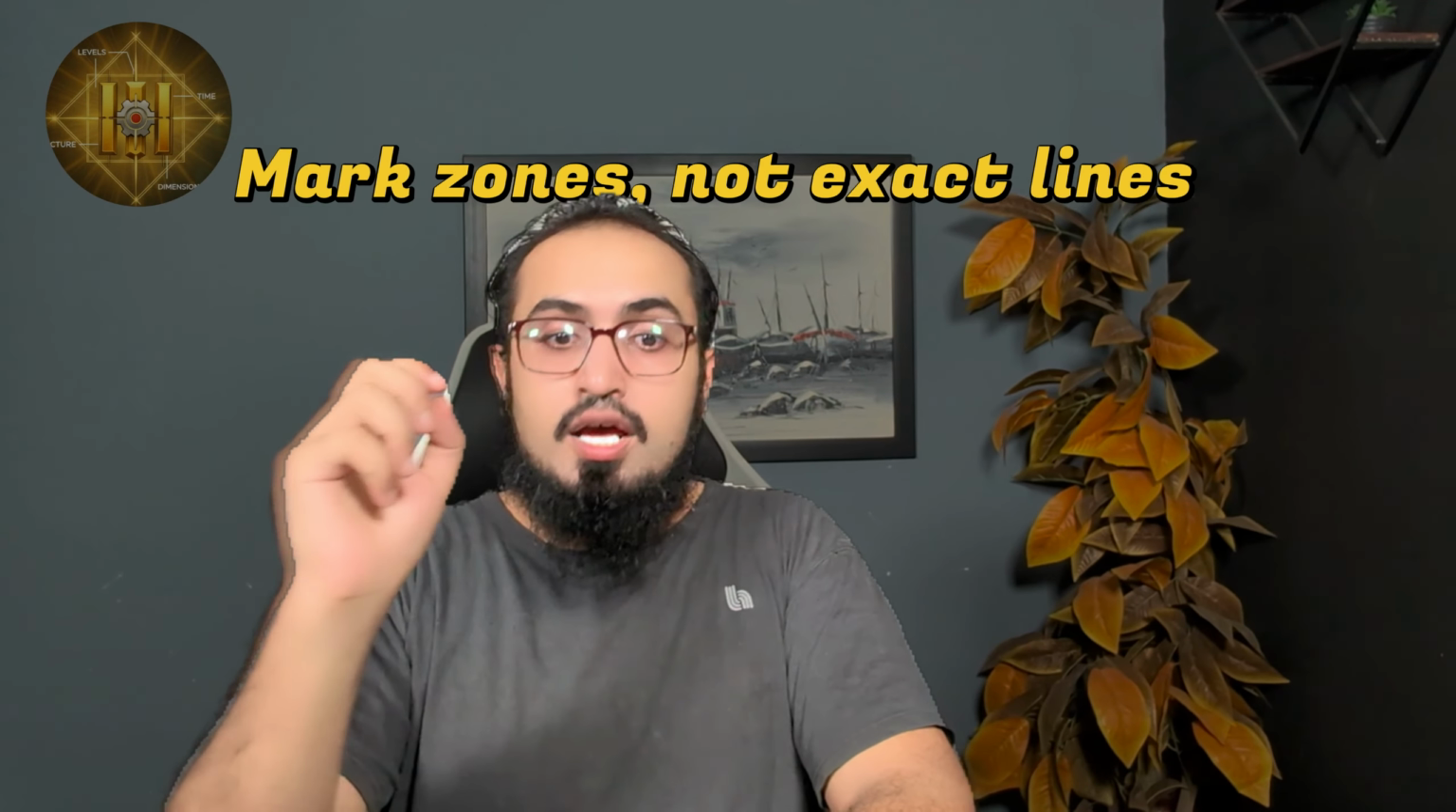Fourth point, and this is very crucial, we mark zones, not exact lines. Price doesn't respect exact numbers like 1.2000. It respects areas, maybe 1.1990 to 1.2010. Think of it like a target in archery. You don't need to hit the exact center to score points.